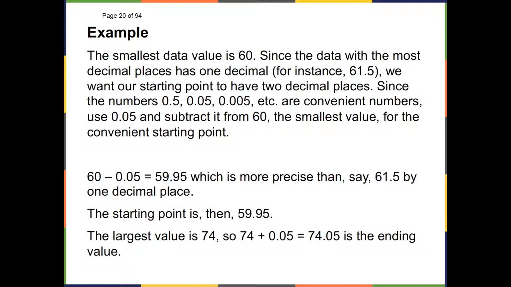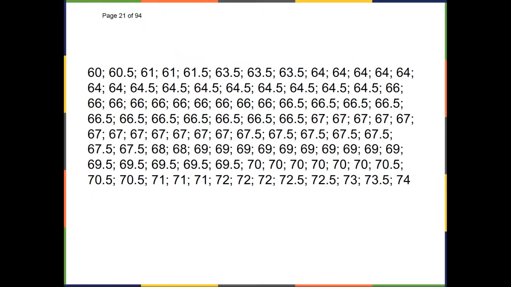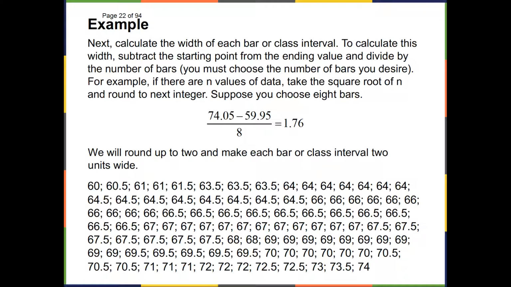And then we have our highest, and we could add to that the same amount, the 0.05. So that's now going to say what the lowest point and the highest point is for our histogram. So we have that precision on the tails. Then we're going to start to organize this data, the 100 points, into that endpoint and start point. Now we need to calculate how wide each bar or class is going to be within that histogram.